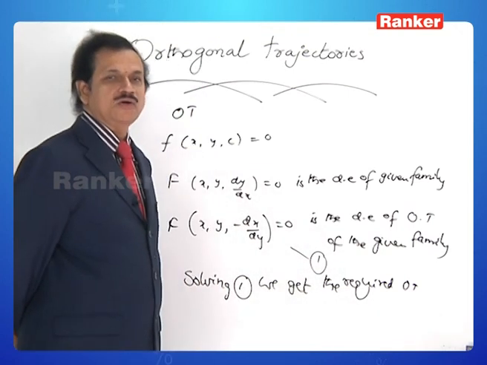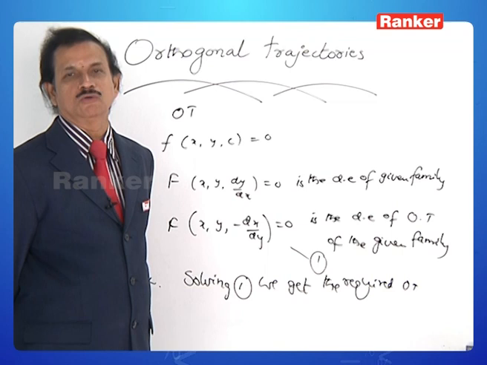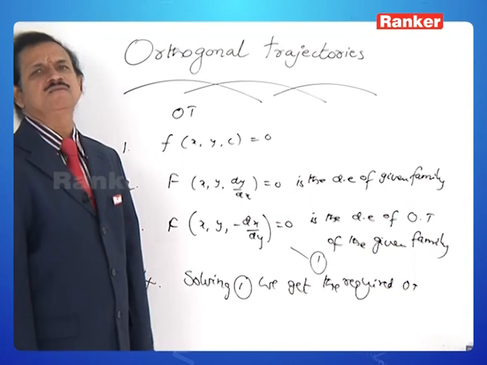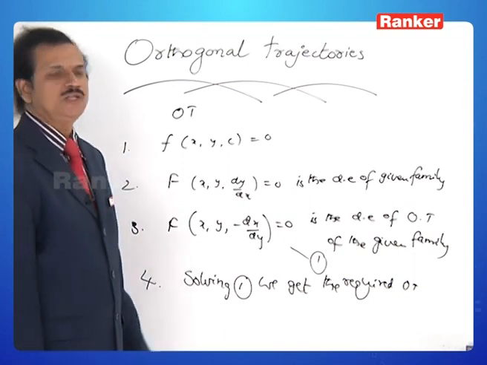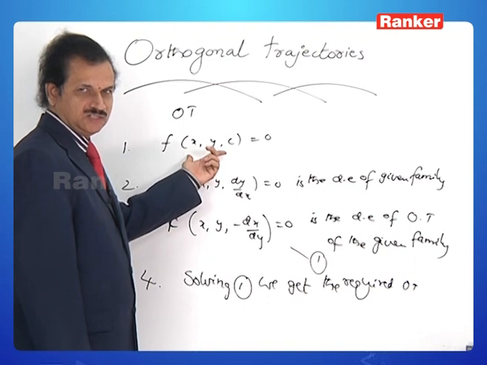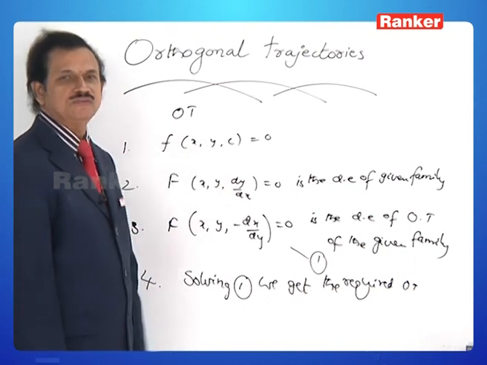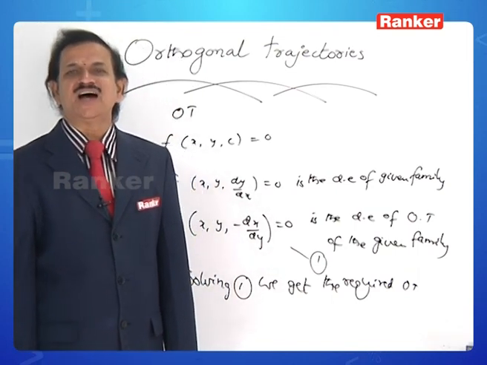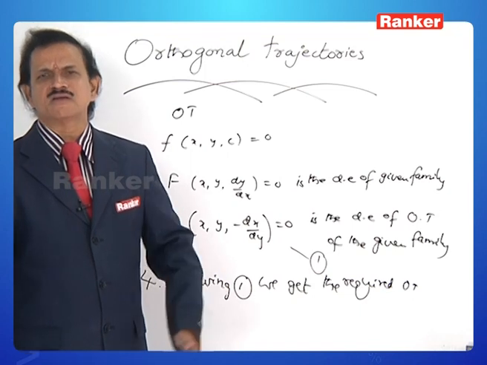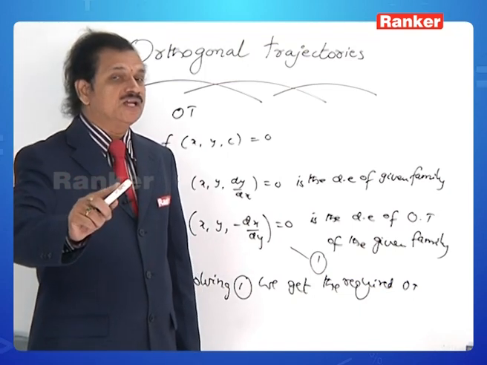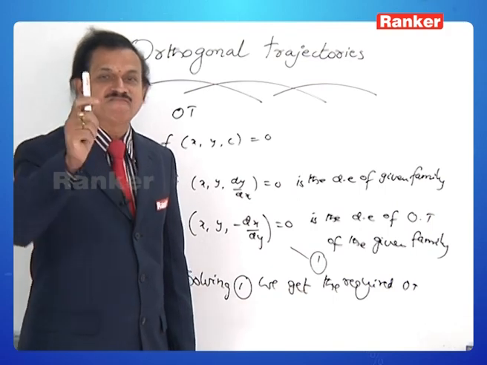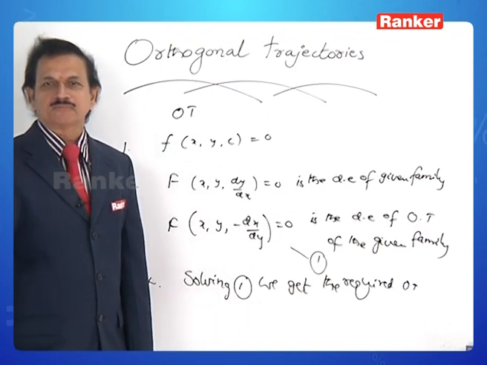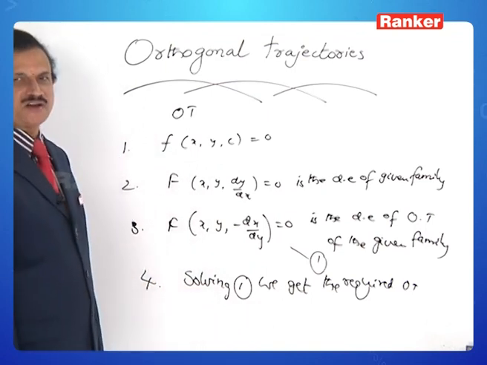Okay then, how to obtain the equation of orthogonal trajectory? There are some 4 steps. Of course, they are very simple steps. In the first step, we observe the equation of the given family of curves. I name it to be f of x, y, c is equal to 0. After taking that equation, you eliminate the arbitrary constant. Generally, an arbitrary constant will be there because not a single curve is given to you. A family of curves is given to you, so automatically an arbitrary constant will be there. You eliminate it and obtain the differential equation.